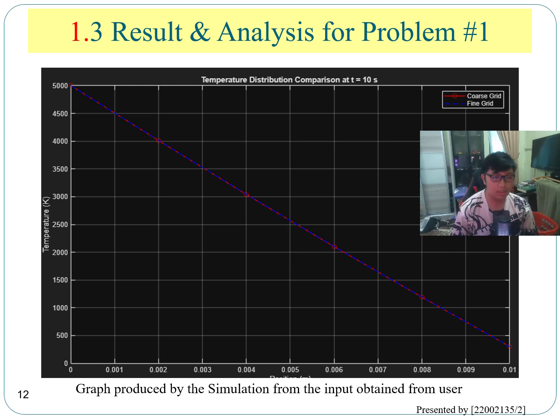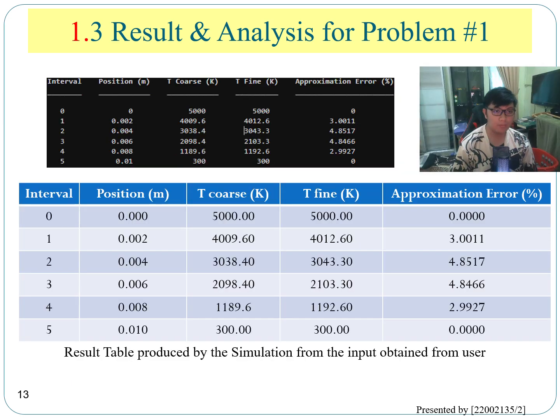As you can see, the line is pretty much similar between the coarse grid and the fine grid, showing its convergence. And here we can see that the approximation error is very low, showing that it is reliable and the program works.